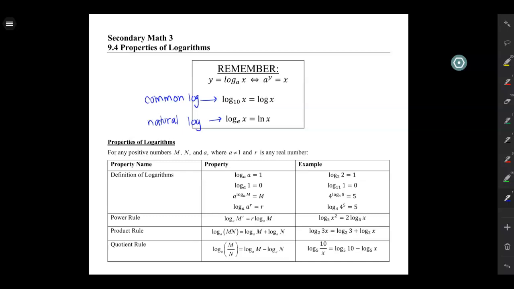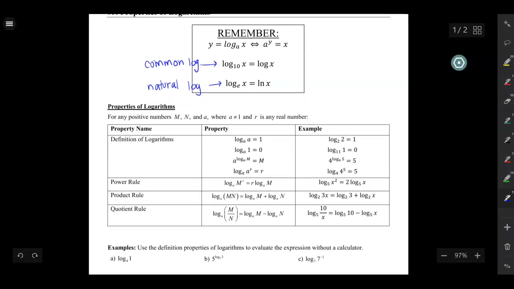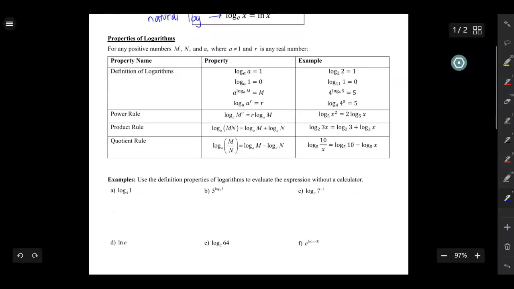So all of the properties that we are going to go over work for any logarithm with any base, okay? Now remember with logarithms, our bases are always going to be positive whole numbers, okay? And so yeah, you can generalize any of these properties to any base.